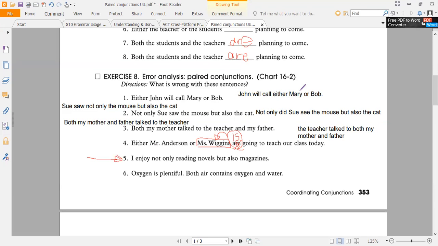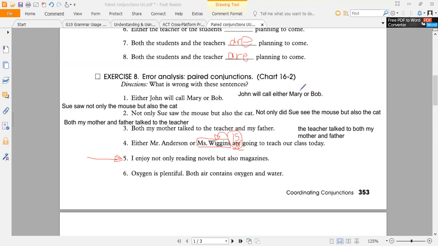We want to make sure that the sentence is grammatically correct. It's the same message. We don't want to change the message that the author is trying to convey. And of course, the sentence must be parallel.